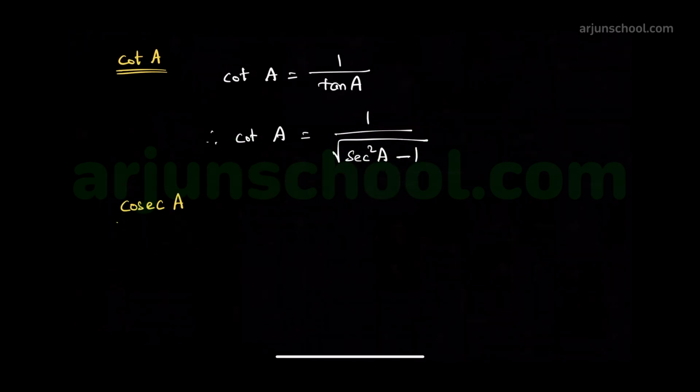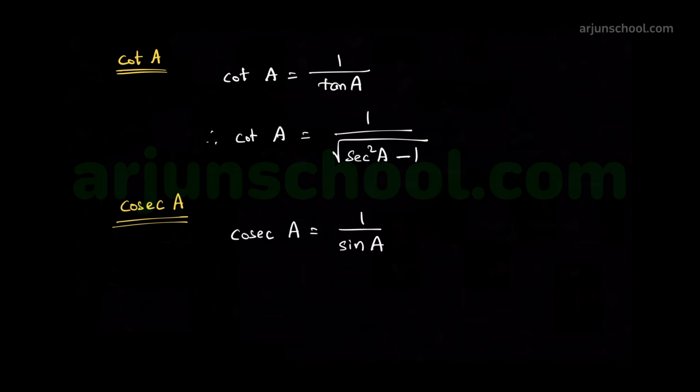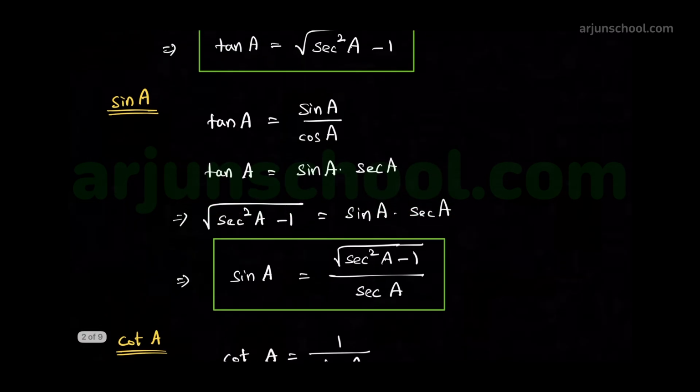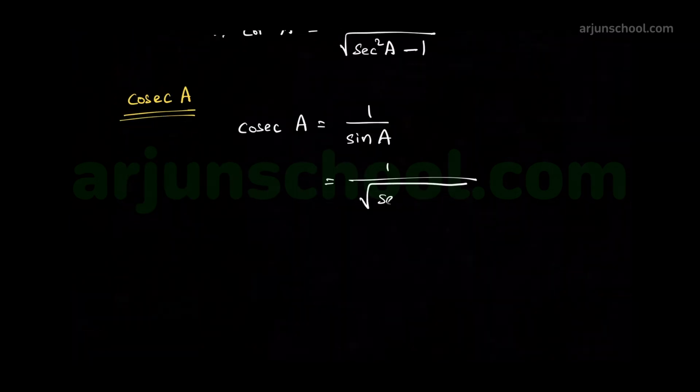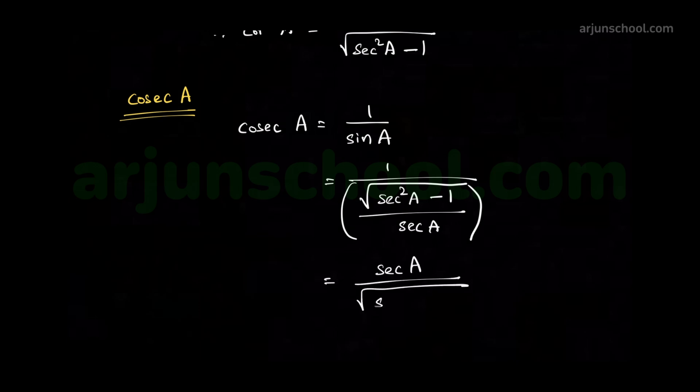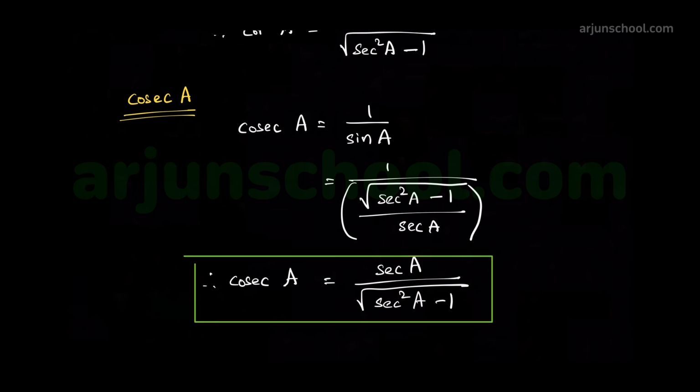Now let us find cosecant A in terms of secant A. Cosecant A is equal to 1 by sin A. We already know that sin A is equal to root over secant square A minus 1 by secant A. Invert the fraction and we get secant A by root over secant square A minus 1. Therefore, cosecant A in terms of secant A is secant A by root over secant square A minus 1.